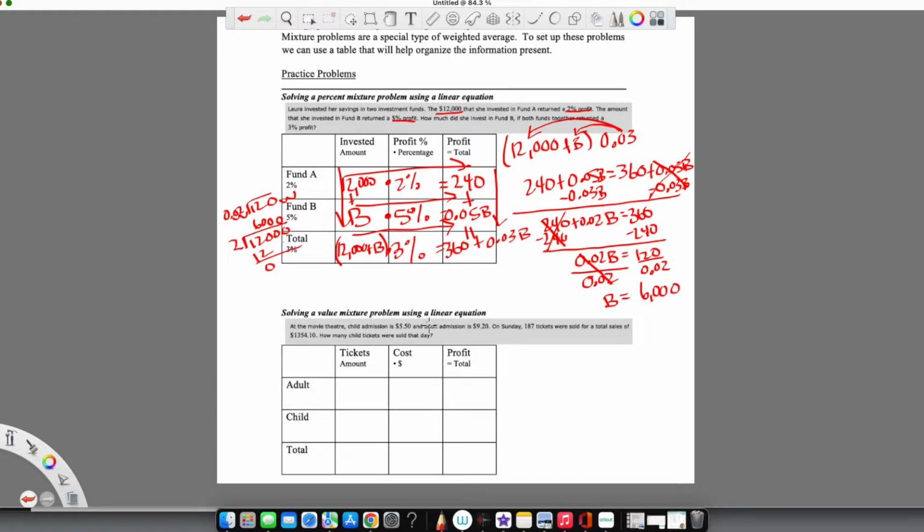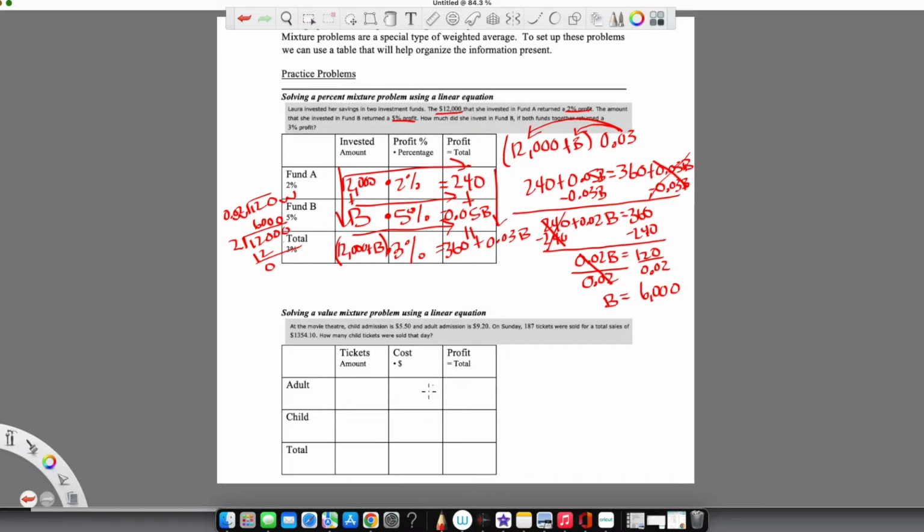Alright, so let's go ahead and take a look at the next piece here. So we have some tickets being sold. At the movie theater, child admission is $5.50 and adult admission is $9.20. On Sunday, 187 tickets were sold for a total sales of $1,354.10. How many child tickets were sold that day?